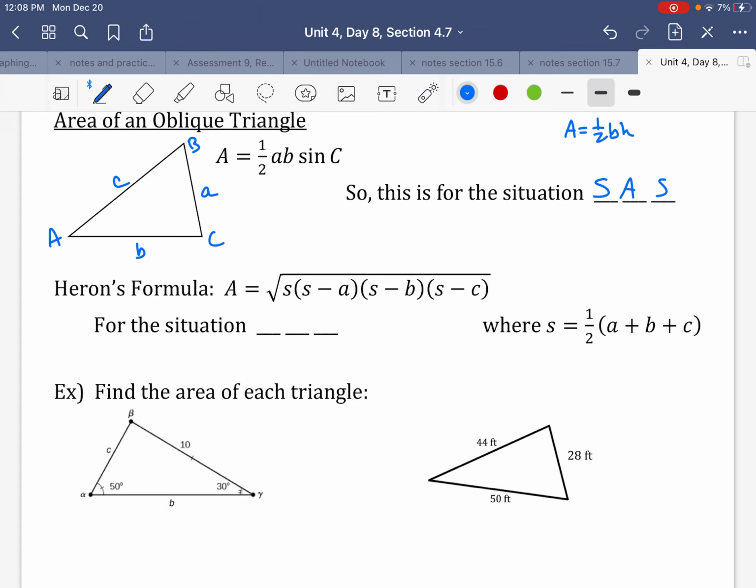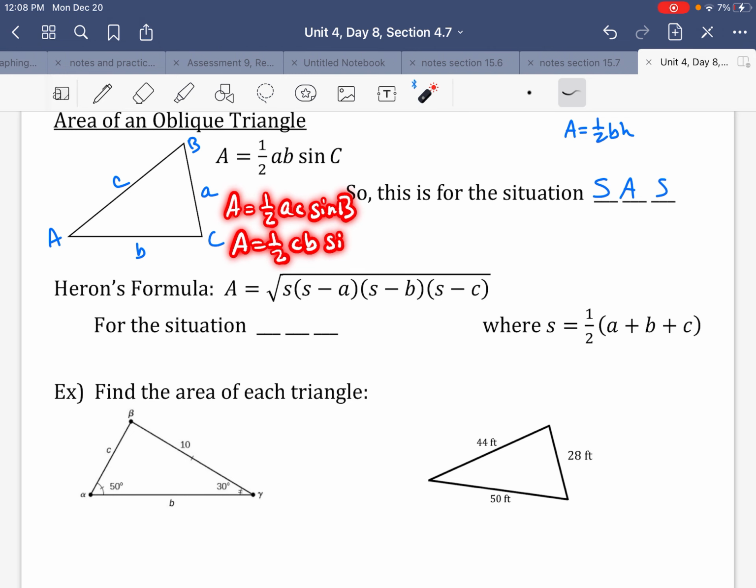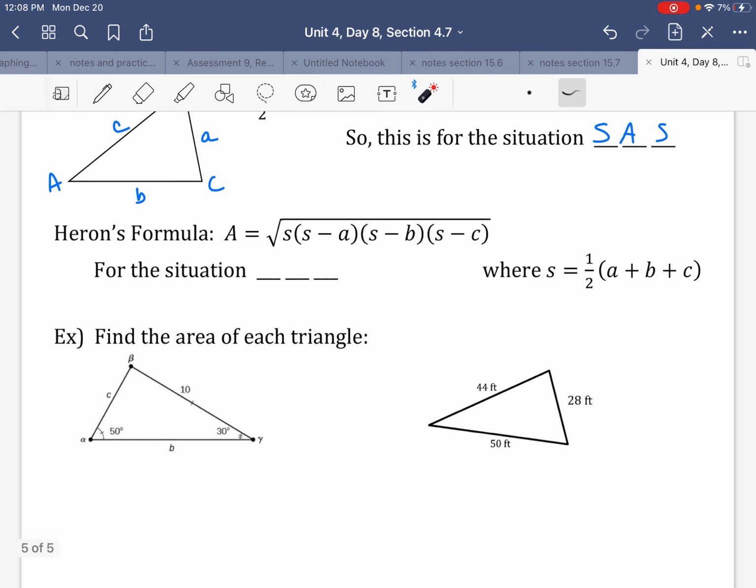So for instance, if you knew angle B and you knew side A and C, you could also write this formula as 1/2 AC sine B, right? And you can also write this formula 1/2, let's see, CB sine of A, right? So it just depends on what you have and the sides that you have. All right, so we're going to do that down here on the left. I was going to make you solve for one of the sides, but we're just going to forget that part.